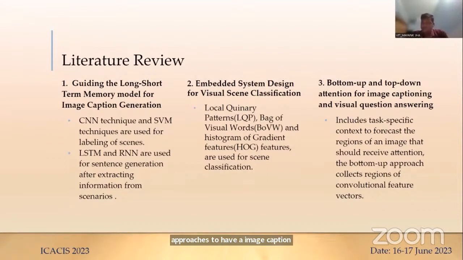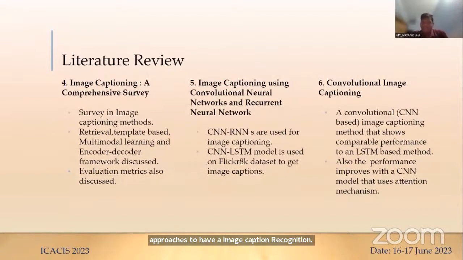Next slide. In the fourth paper, as you can see, there is a comprehensive survey. In this, they have mentioned the old era to the new era models and these techniques, such as retrieval and template based techniques being the old ones, and the new ones using CNN and so on. And in the 5th and 6th papers, they have talked about CNN and LSTM. But in the 5th paper, they have differentiated the CNN RNN with the CNN LSTM on the basis of the Flickr 8K dataset, which they have trained on.